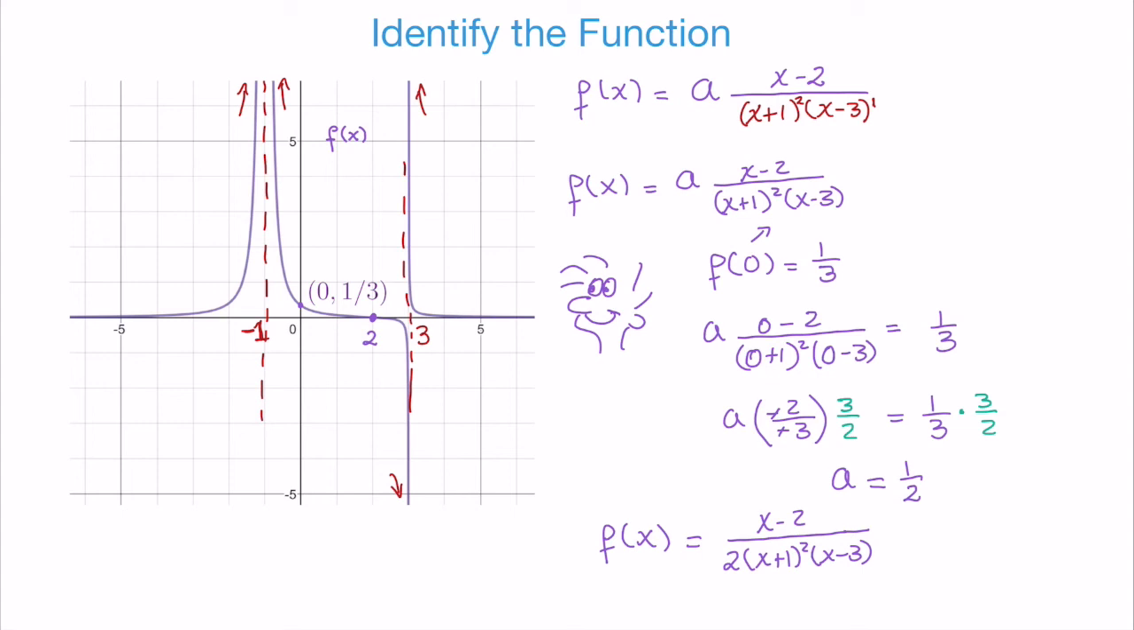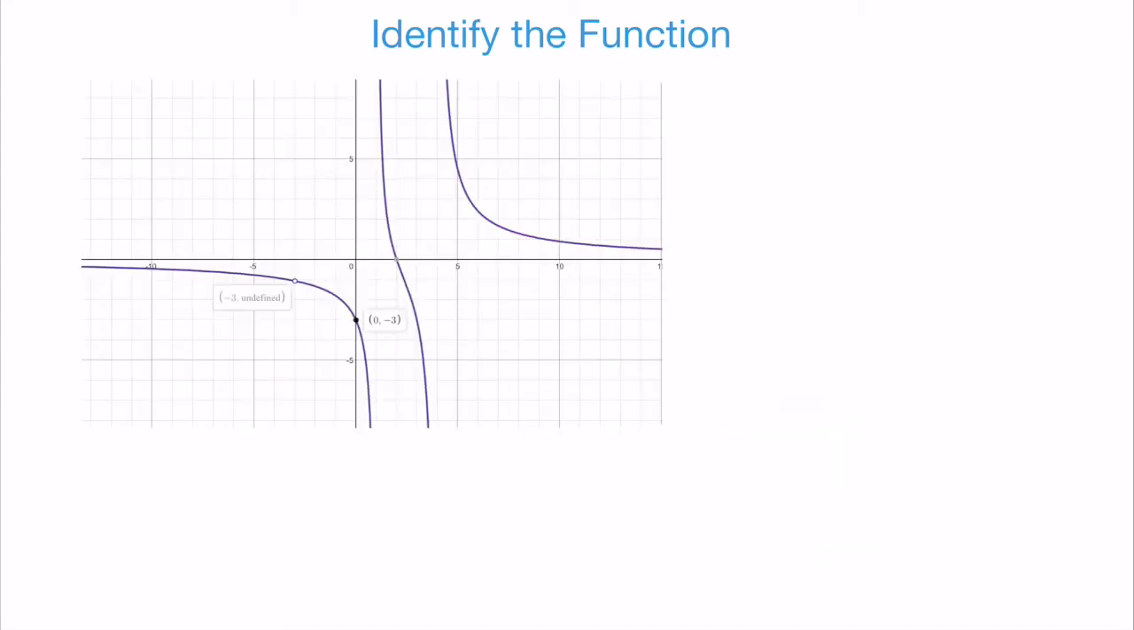Good. Let's work our last example. We proceed the same way. Let's give this function a name. Let's say g of x. To find the equation of g of x, we write a times a quotient. For the numerator, we look at the x-intercept, which is here at 2. The corresponding factor is x minus 2. For the denominator, we look at the asymptotes, and we have 2.